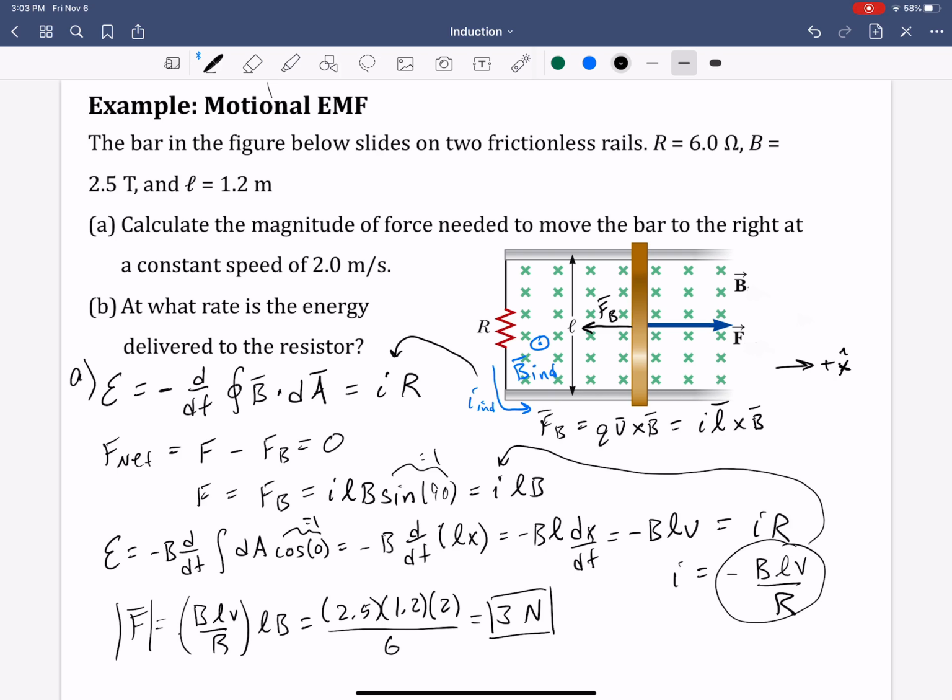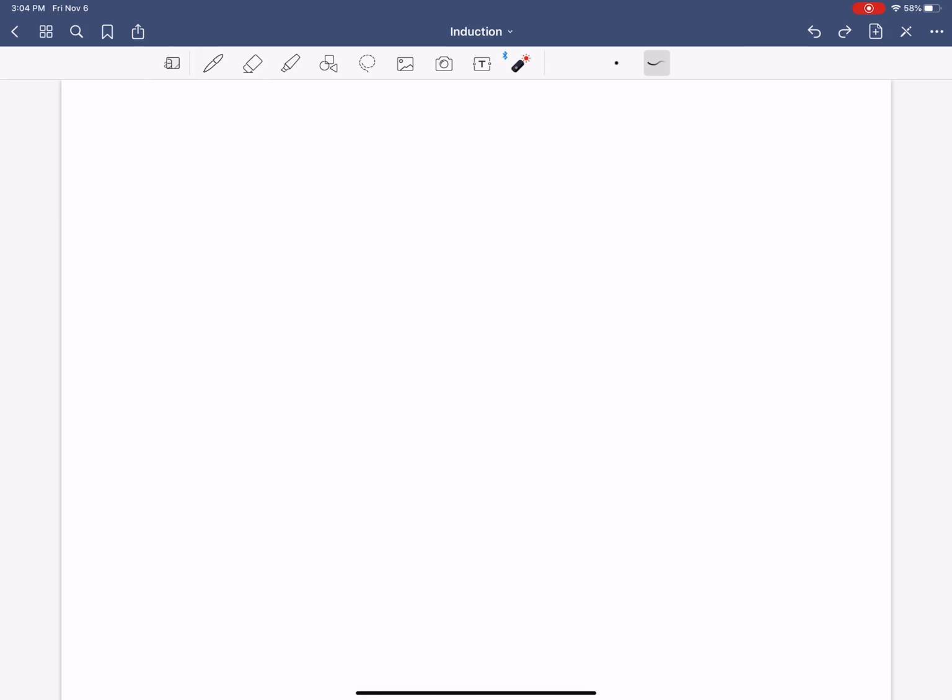Right? Part B, much simpler. Part B is at what rate is the energy delivered to the resistor. So there's a current flowing, we'll say downwards, across that resistor. We're basically finding power, right? That's the rate of energy dissipated or delivered. So let's go over here now for part B. We're basically finding power. So power in relation to current is I squared times R, since we know the resistance.